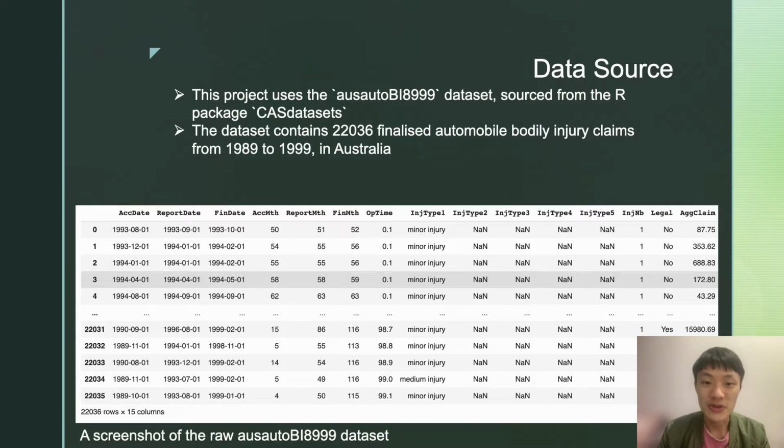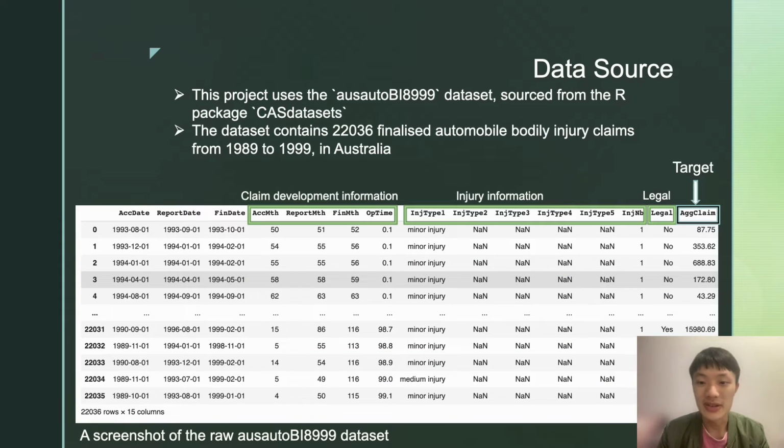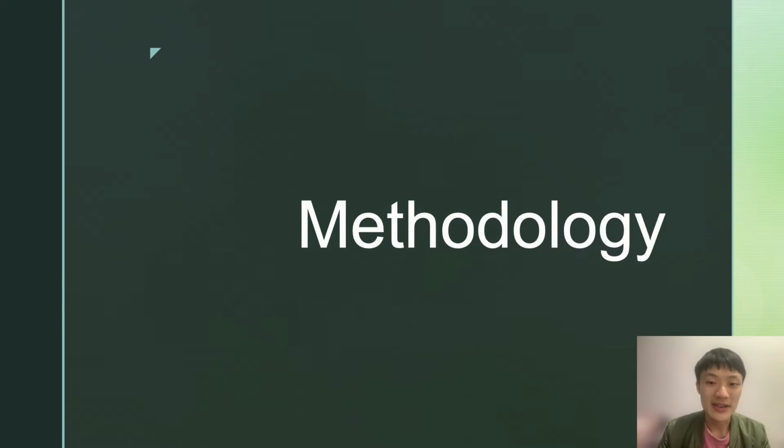In this project, I used the Australian automobile bodily injury claims dataset, which contains around 20,000 claims in a decade. The dataset contains claim development information, injury information about the severity of injury, the legal information, and finally, our target variable is the aggregate amount of claim payment for each claim. Note that some values in injury type 2 to 5 are NA, which indicates that the corresponding claims only have one person injured. The dataset and the categorical features are processed using ordinal encoding before feeding into the networks. In the next section, I will present the network architectures explored in this project.